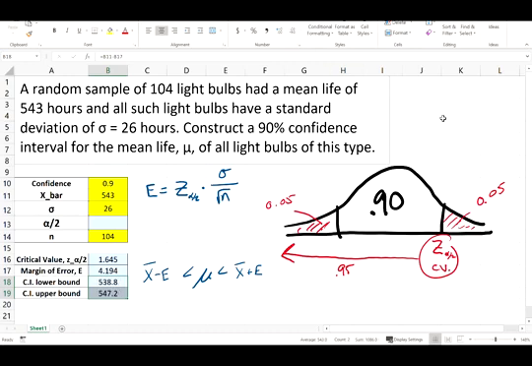Our confidence interval estimate is that the population mean for this particular sample is between 538.8 and 547.2, and this estimation is based on a 90% level of confidence. All right, that does it for this problem. I hope it was helpful.